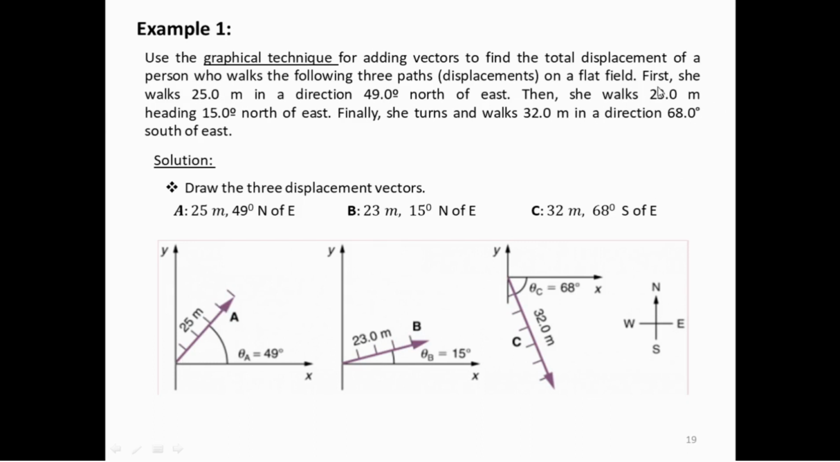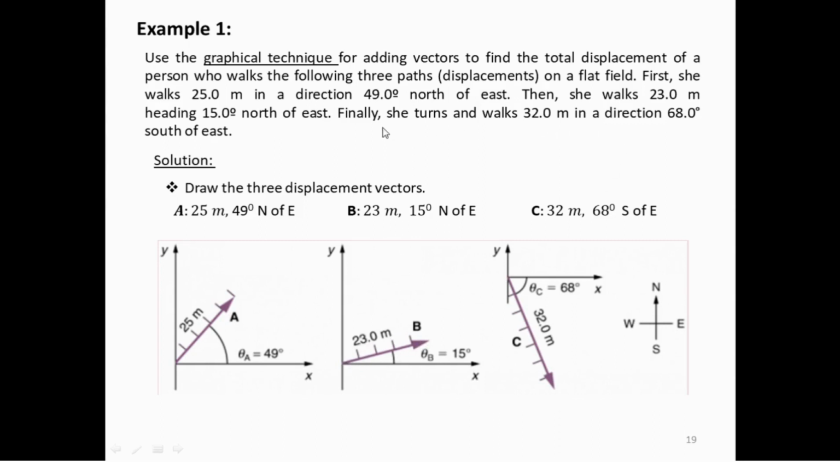In the next displacement, we have 23 meters heading 15 degrees north of east, which means that we go east and then we face the north, measuring 15 degrees. It should be towards this direction where we have to draw 23 meters. Maybe we can use 23 cm on our ruler to represent the 23 meters.